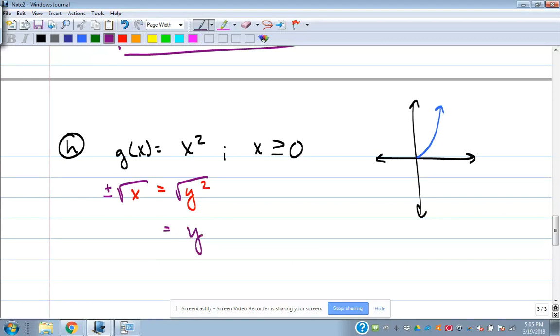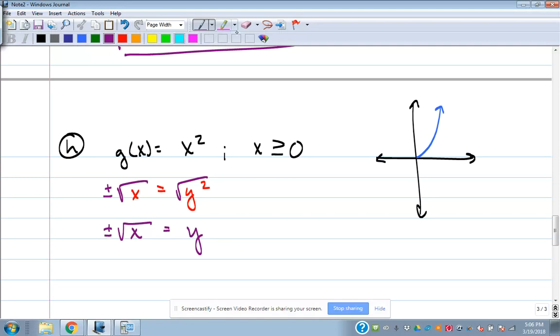Now, notice I put plus or minus in front of that because anytime I introduce a square root into a function, I don't know whether I'm using the positive sign or the negative sign. Because the square root of 25 could be 5. The square root of 25 also is negative 5. So I have to have that plus or minus here. So the square root of y squared is going to be y, and then it's plus or minus the square root of x on that side. Which one do I use? The plus or the minus?